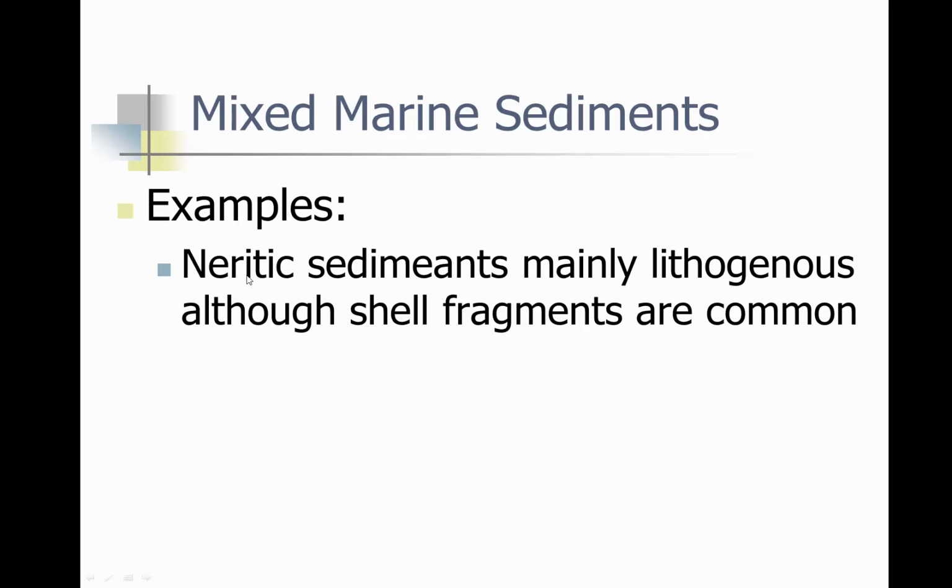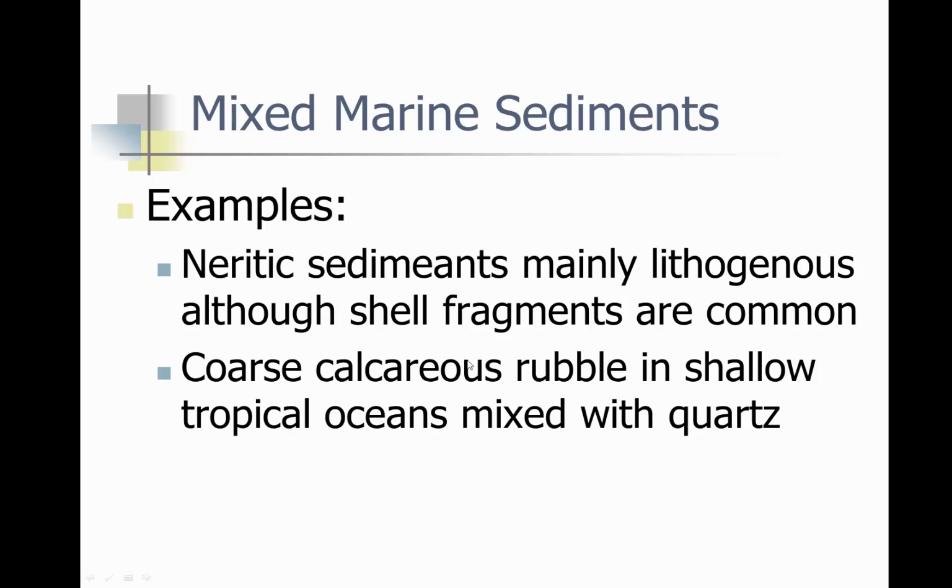Examples, we have neritic or beach type sediments close to coastlines, mainly lithogenous along with seashell fragments. We have coarse calcareous rubble along with quartz. So we have terrigenous, lithogenous along with biogenous, and biogenous with lithogenous.